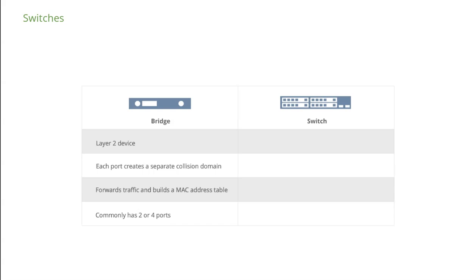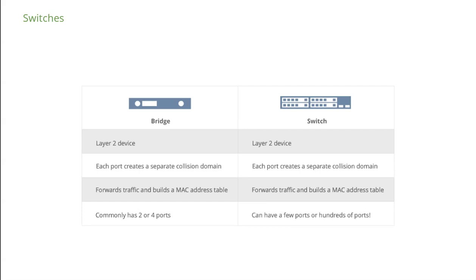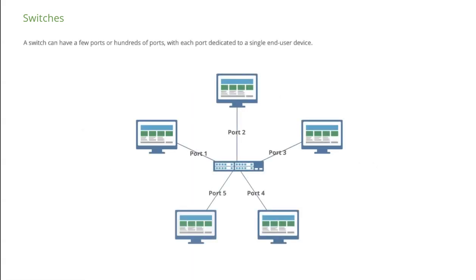Ethernet switches are similar to bridges in that they are both Layer 2 devices that help manage and control traffic. As with a bridge, each port on an Ethernet switch creates a separate collision domain. Just like a bridge, an Ethernet switch forwards traffic and learns which MAC addresses reside off each of its ports. Where they differ is that Ethernet switches have significantly more ports than bridges. Today, a simple switch might have just a few ports, but an enterprise-level switch can have hundreds of ports.